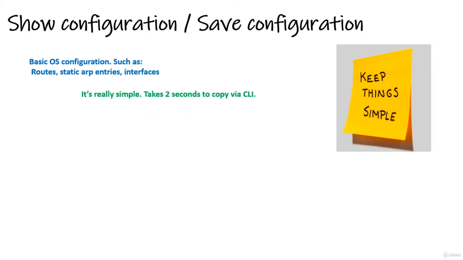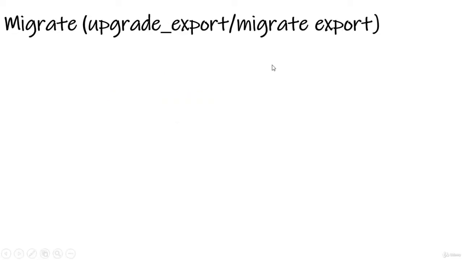It really takes about 2 seconds to copy, and if you want to install a new appliance with the same configuration, maybe you have a cluster, who knows what you're going to do with all these appliances. It's really efficient, and if you have a new installation, you can just copy that and save the configuration on a different appliance. And the last thing I want to discuss for this overview is the migrate, upgrade export, migrate import command.